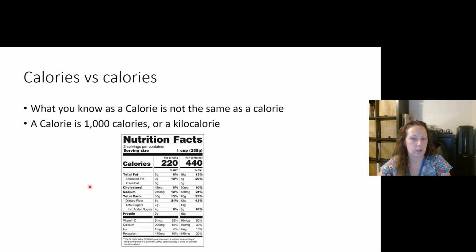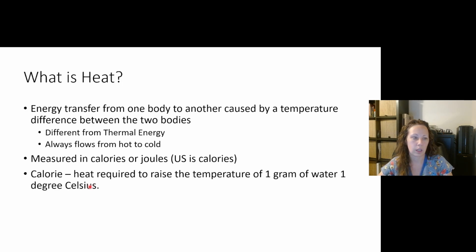And I do want to make the distinction, if you haven't had chemistry yet, the difference between capital C Calories versus lowercase c calories. What you know as a general consumer is the capital C Calories. So a Calorie, like we see in nutrition facts with a capital C, is not the same as the calorie that we are using here, which I have a capital C just because it's the beginning of the sentence. But it's a lowercase c calorie. So this is not the same. The heat required to raise the temperature of 1 gram of water 1 degree Celsius.